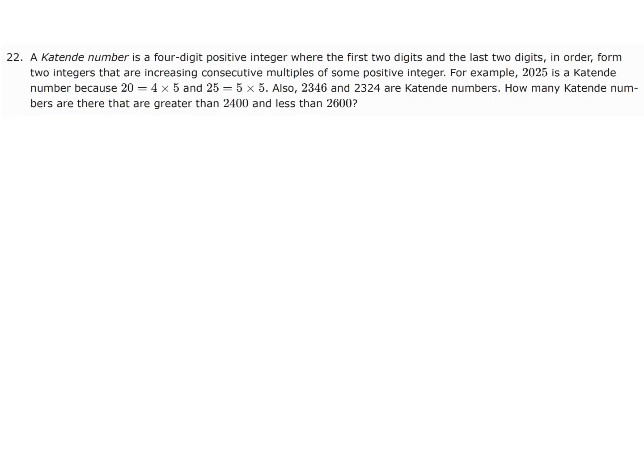All right, so let's figure out some systematic approach here. 2400 is the one boundary, and the next boundary is 2600. So before we get into this, let's discuss just a little bit what exactly is a Katende number. So let's just look at the examples. That should be sufficient. So 2025, why does that qualify? Well, they explained it. They say 20 is a multiple of 5, and so is 25, but it's increasing multiples. So they explained 4 times 5 and then 5 times 5.